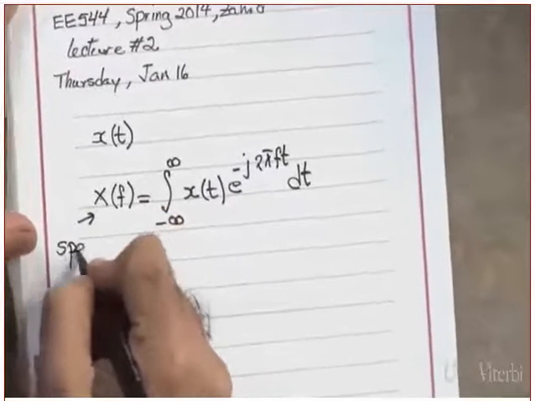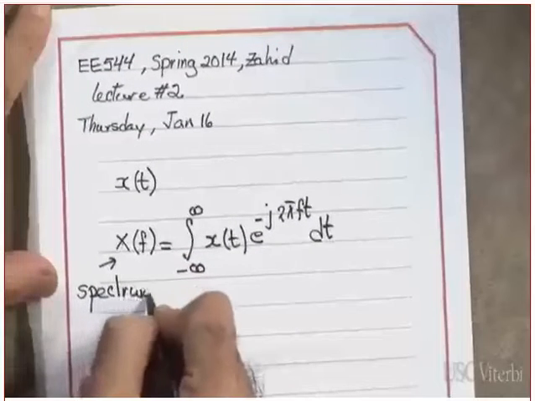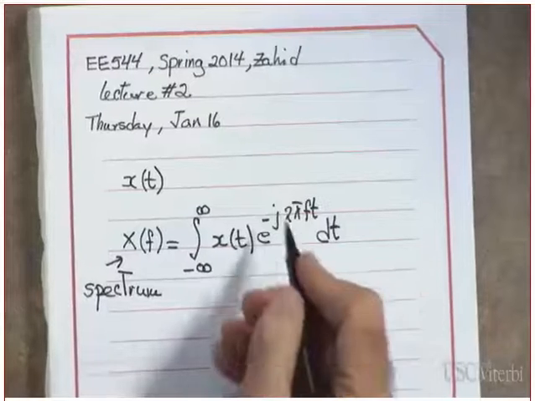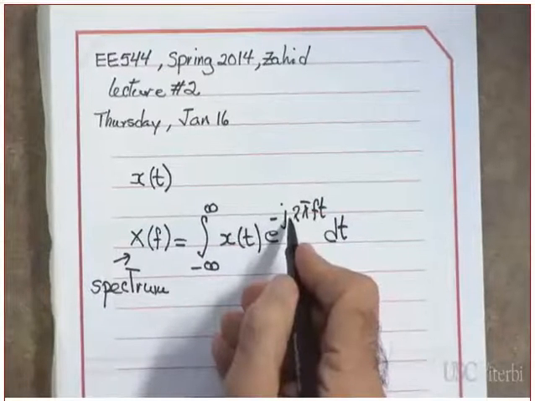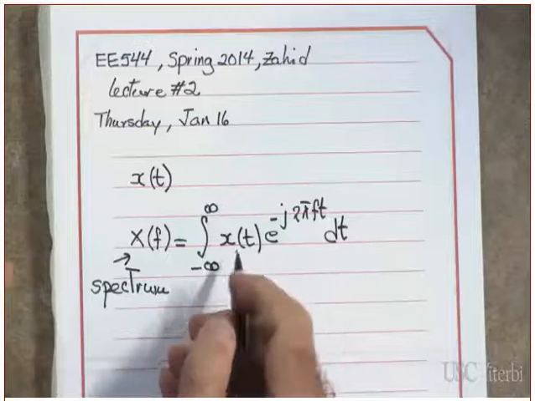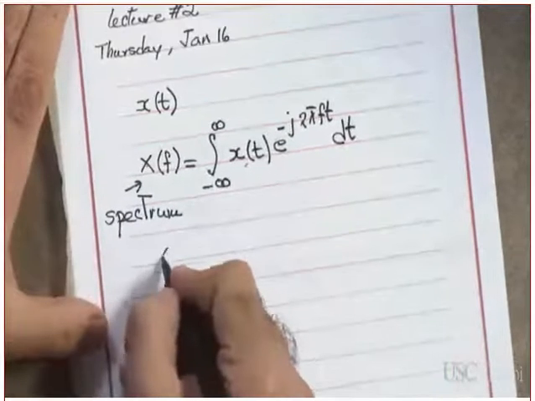Question, is it a real function, or is it in general a complex function? In general, it's a complex function. Why? Because we do have the complex operator in here. Is x of t a real signal? X of t is a real signal. In the real world, we are dealing with real signals here. Clear?